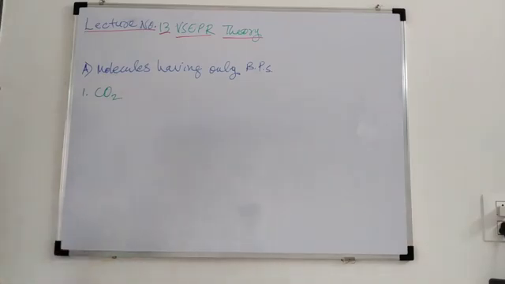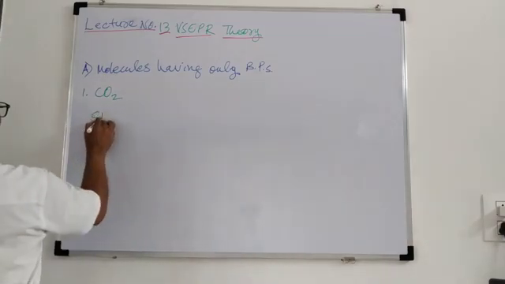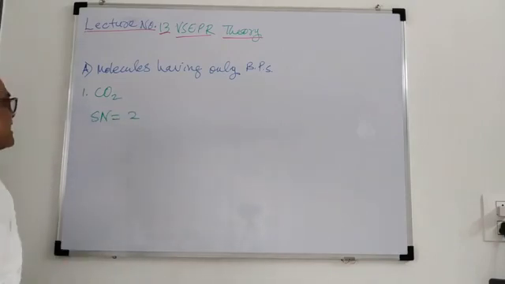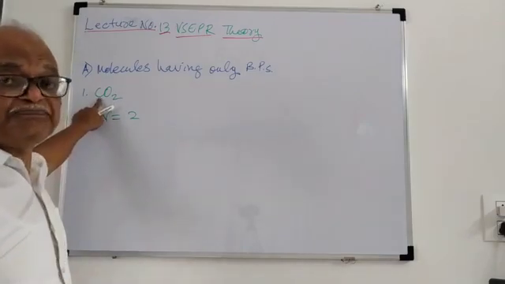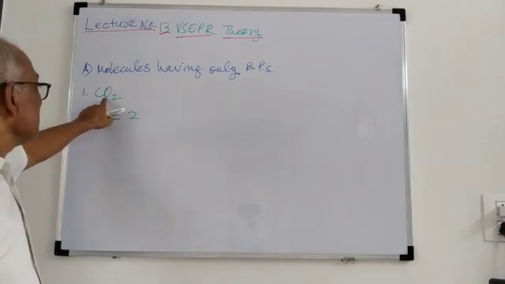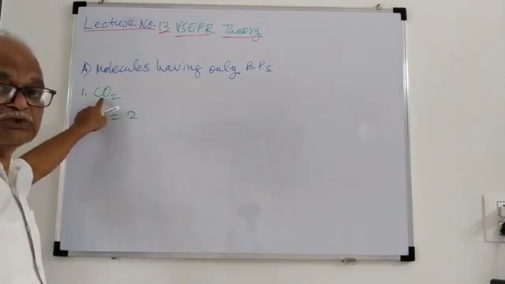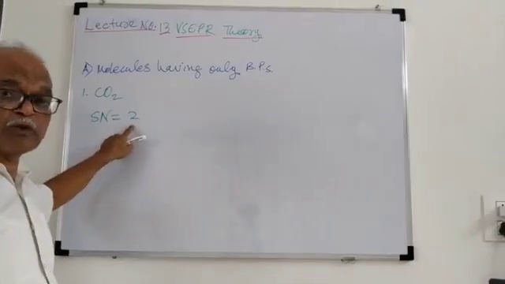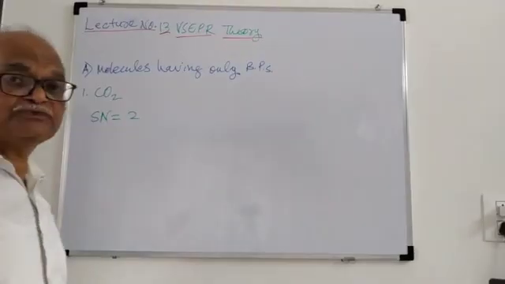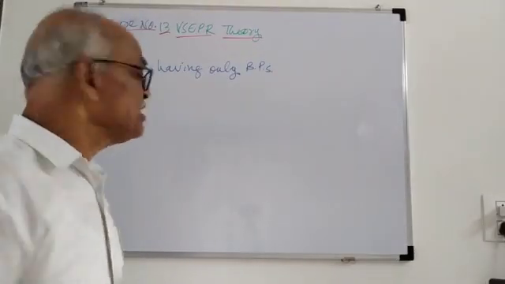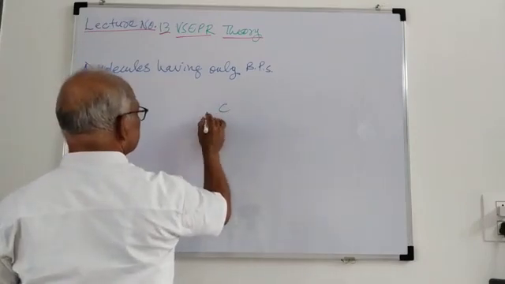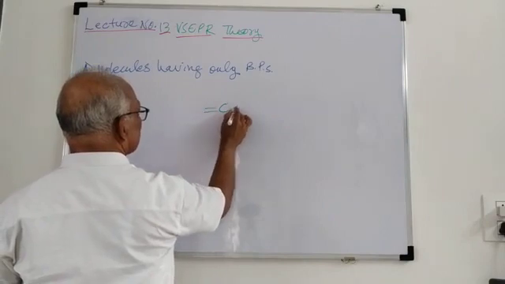According to VSEPR theory, the steric number of CO2 is 2. What is steric number? The number of positions occupied by the bonding atoms. There are two bonding atoms, oxygen to carbon, so two positions are occupied by these two oxygens, and there are no lone pairs. So the steric number is 2. Carbon is at the center and the structure is like this.